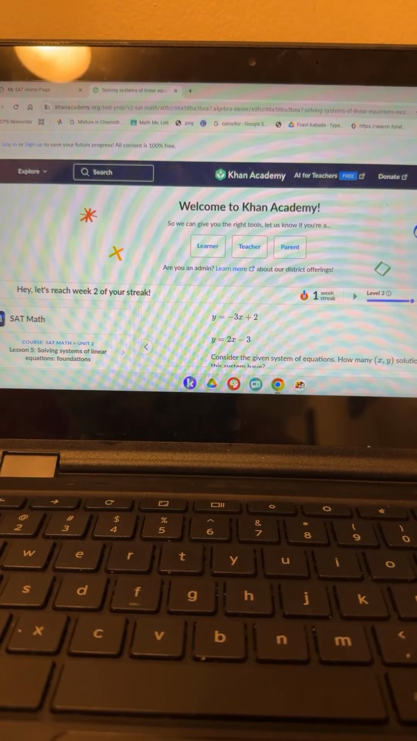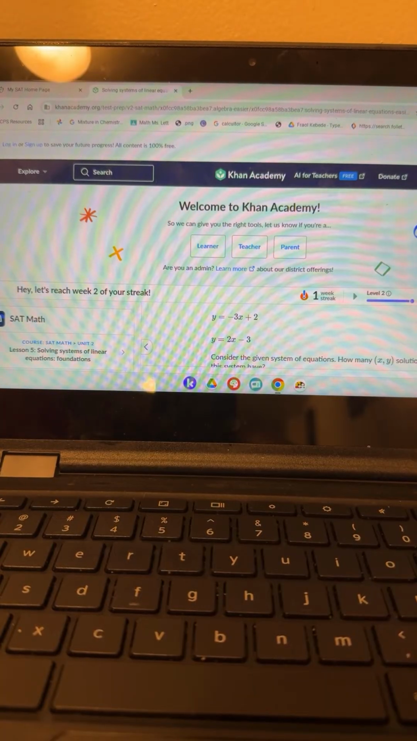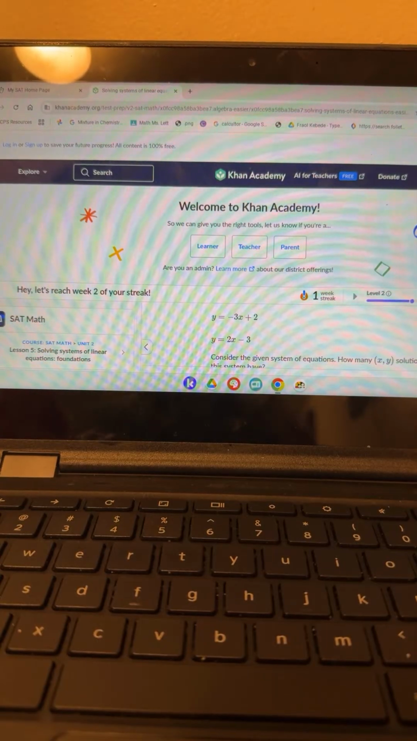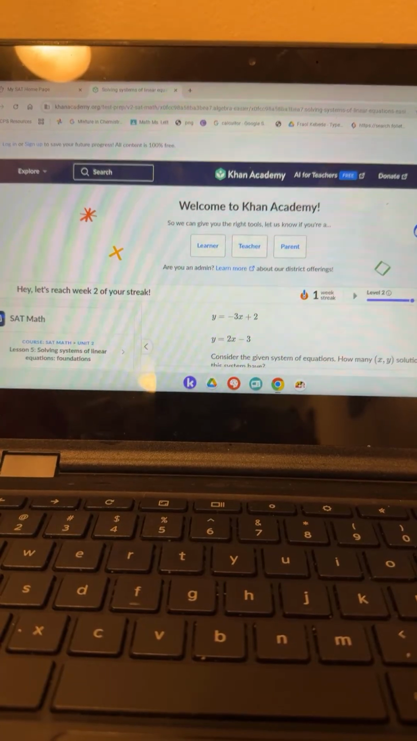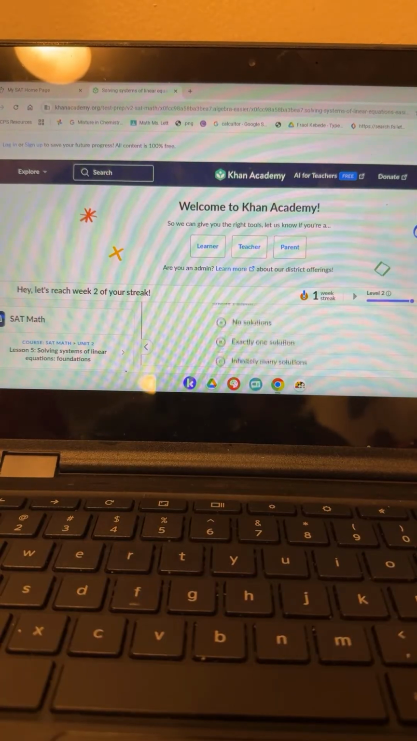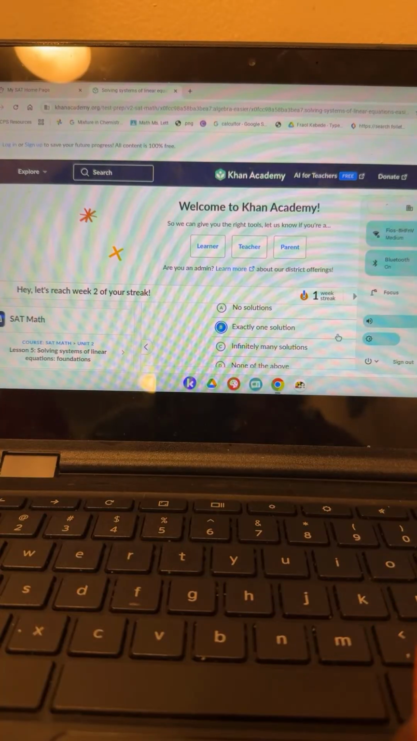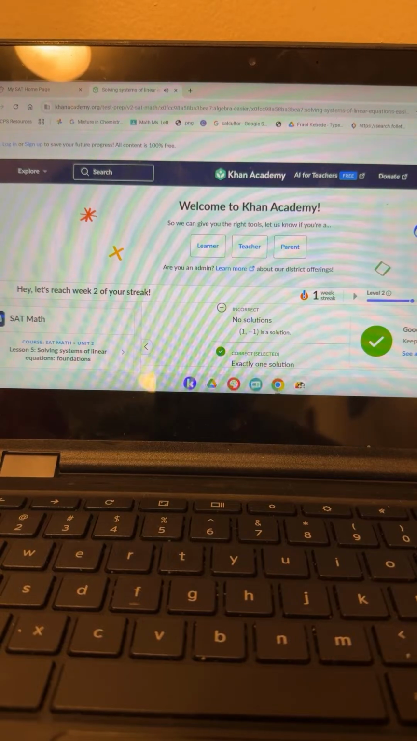And then we got negative 3. Negative 3 plus negative 1. And then we have negative 2 plus. Then we have. There's only 1. Okay, this answer is exactly 1 solution.